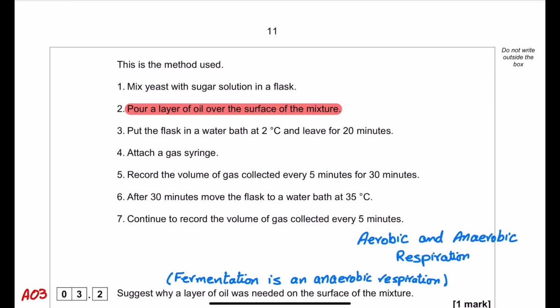put the flask in water at 2 degrees Celsius and leave for 20 minutes. Attach a gas syringe. Record the volume of gas collected every 5 minutes for 30 minutes. After 30 minutes, move the flask to a water bath at 35 degrees. Continue to record the volume of gas collected every 5 minutes.